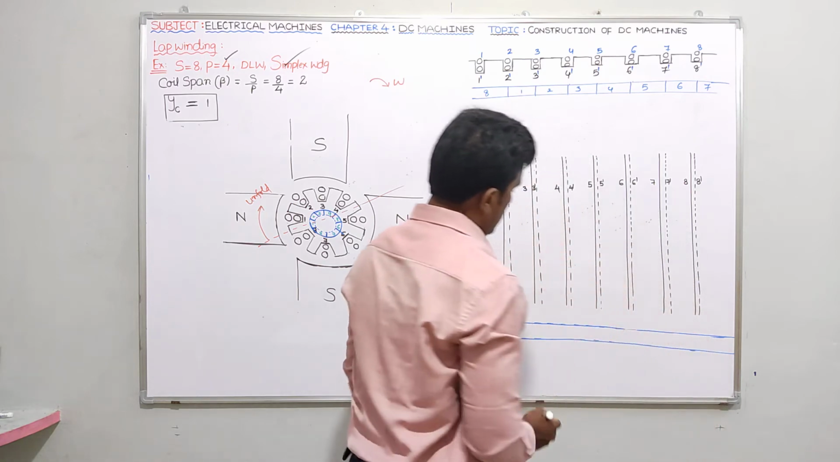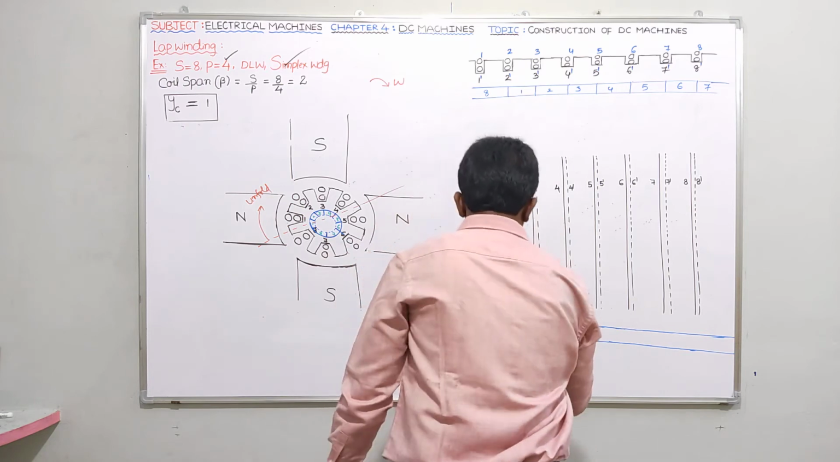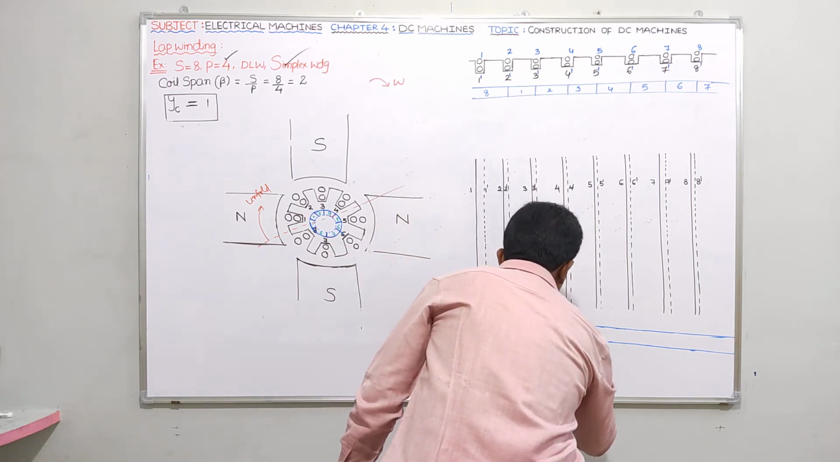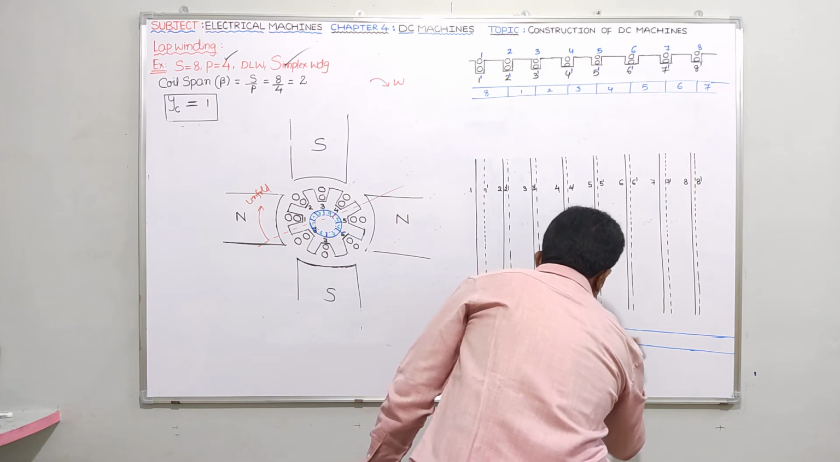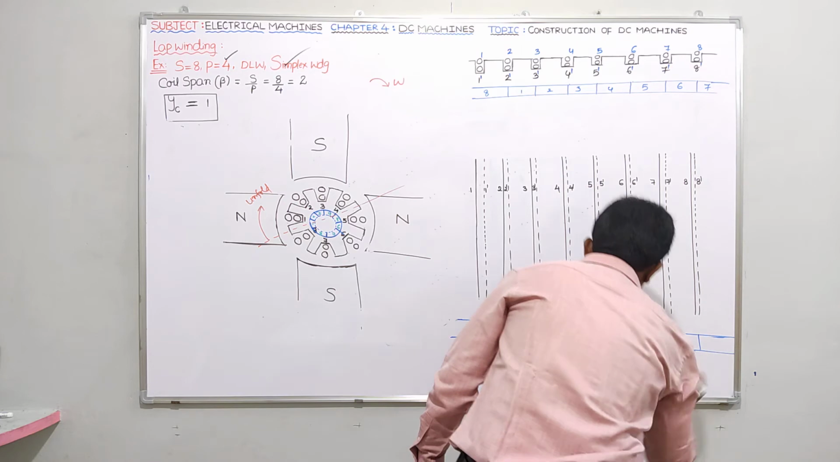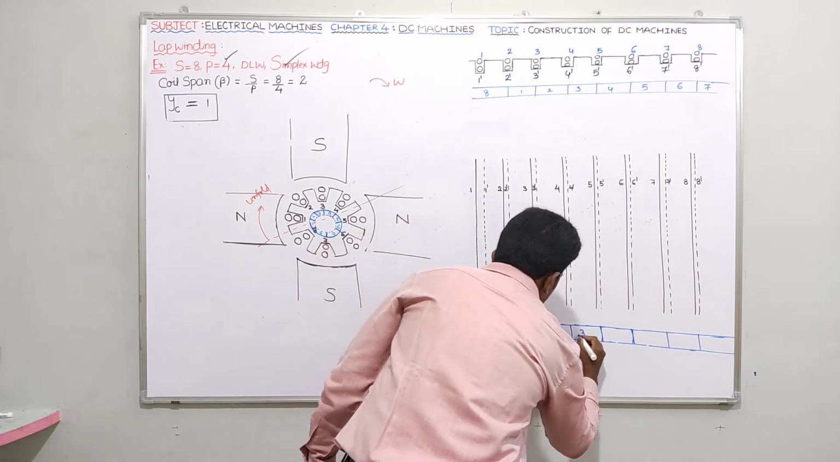Okay guys, so let me indicate those commutator segments. I have taken segments; I just divide like this. If you follow clearly, the diagram becomes very easy. It is nothing difficult.